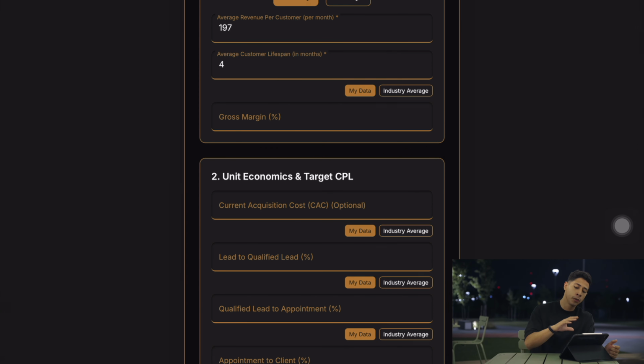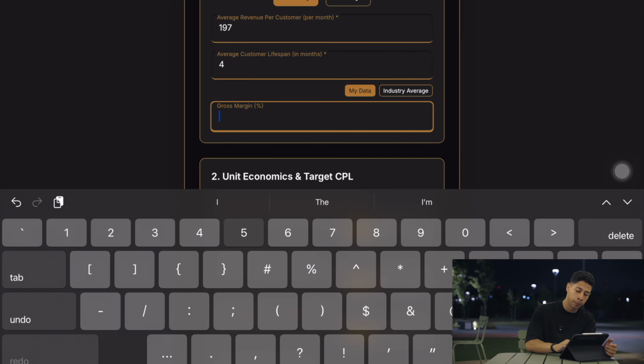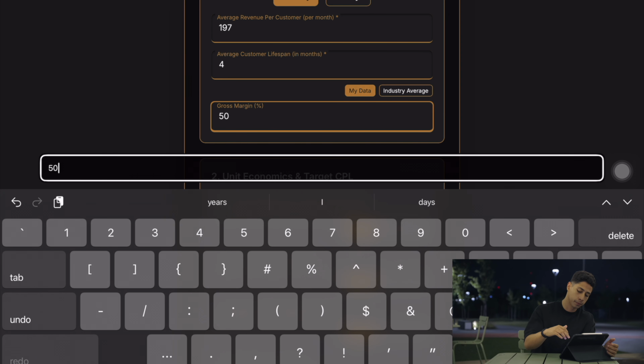After that, you can see that you have the option to hit industry average. That's gonna help you if you don't know one of the values. So you can put your data, or we can use industry average across service industries. In this case, on margins, I'm gonna put 50%.